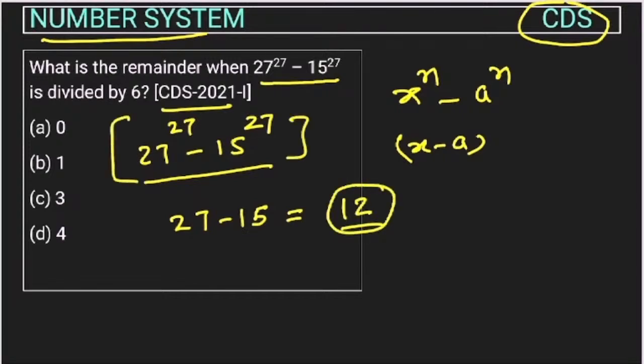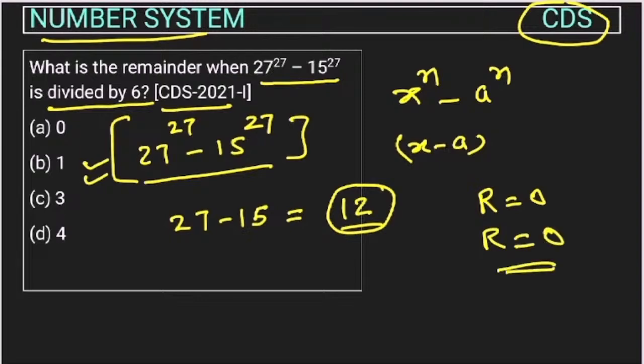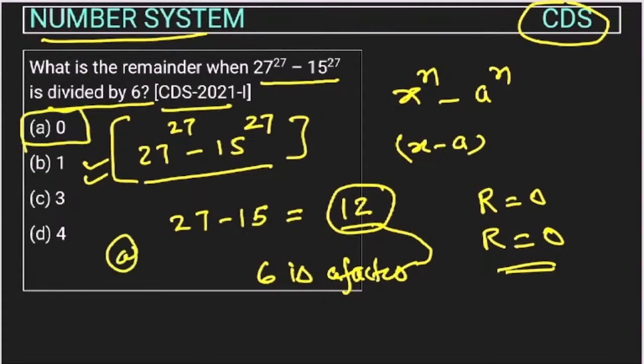12 is a factor of this, but the question is asking about dividing by 6. If we divide by 12, then we get remainder as 0. And 6 is a factor of 12. So 6 will also divide the expression completely. That time also we will get remainder as 0, right? Because 6 is a factor of 12. Any factor of 12, if it divides this, we will still get remainder 0. Like if we divide by 2, 3, 6, or 12, in any case the remainder will be 0. So the answer of this question will be option A.